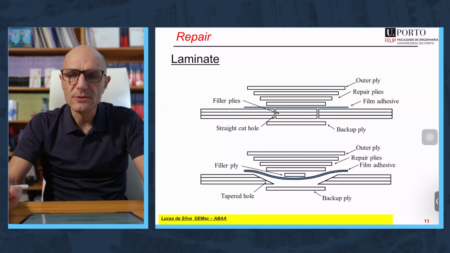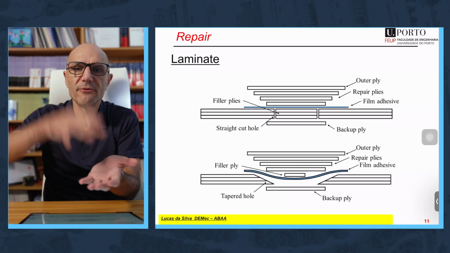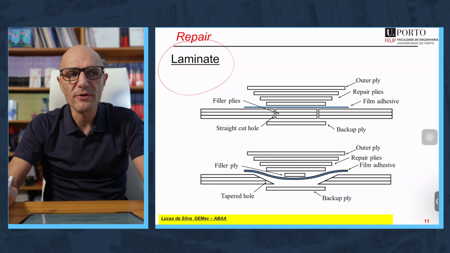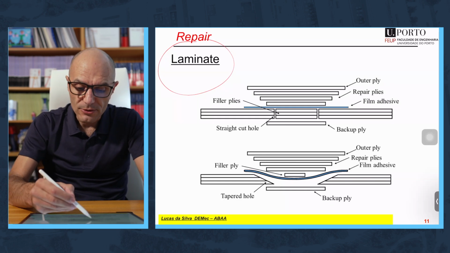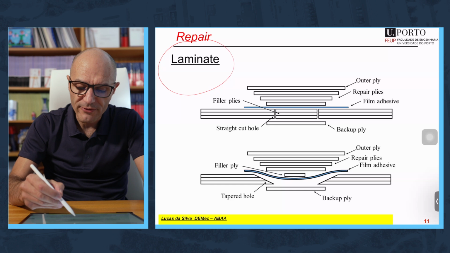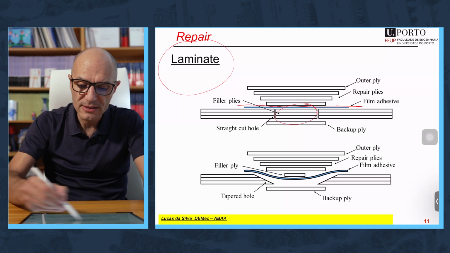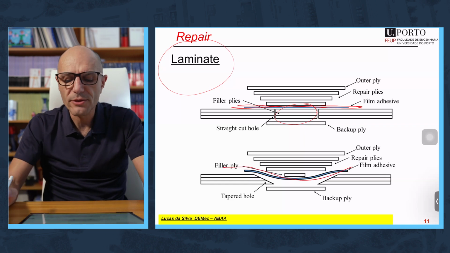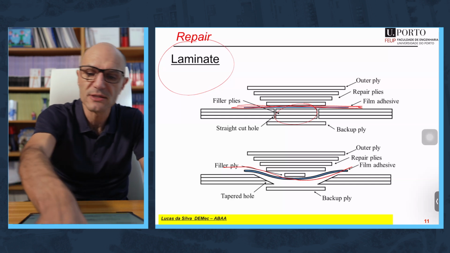Well, it's quite straightforward. Basically, you need to remove the damaged area and then fill it with the layers. We are talking about the case of repairs with laminate material. So here you remove the damage and you are left with a hole, so you will fill the hole with the laminates, and the laminates are adhesively bonded with the film, or you can use a chamfer to make the thing better in terms of stress distribution and stress transfer.